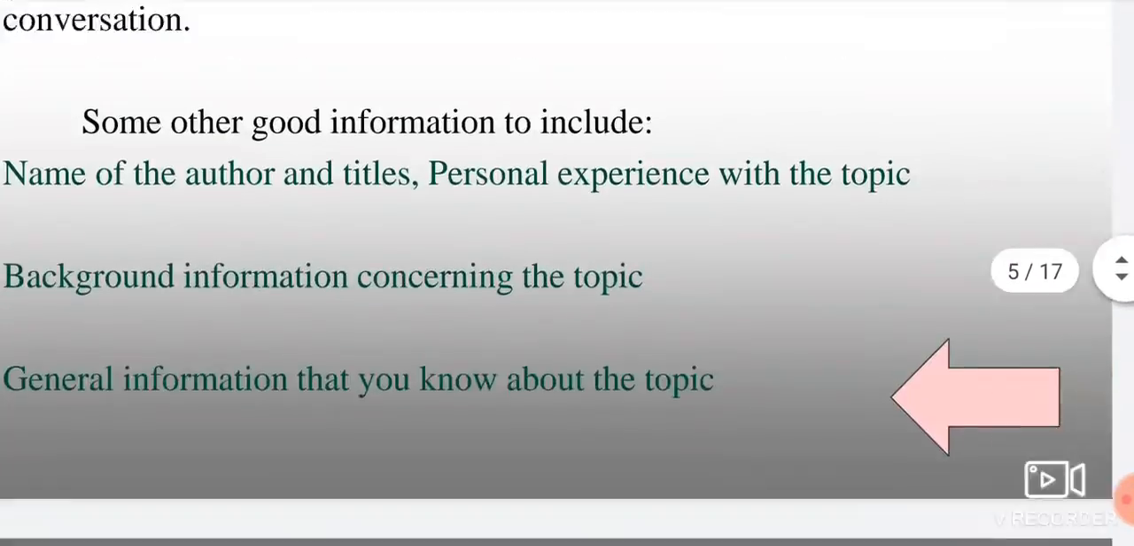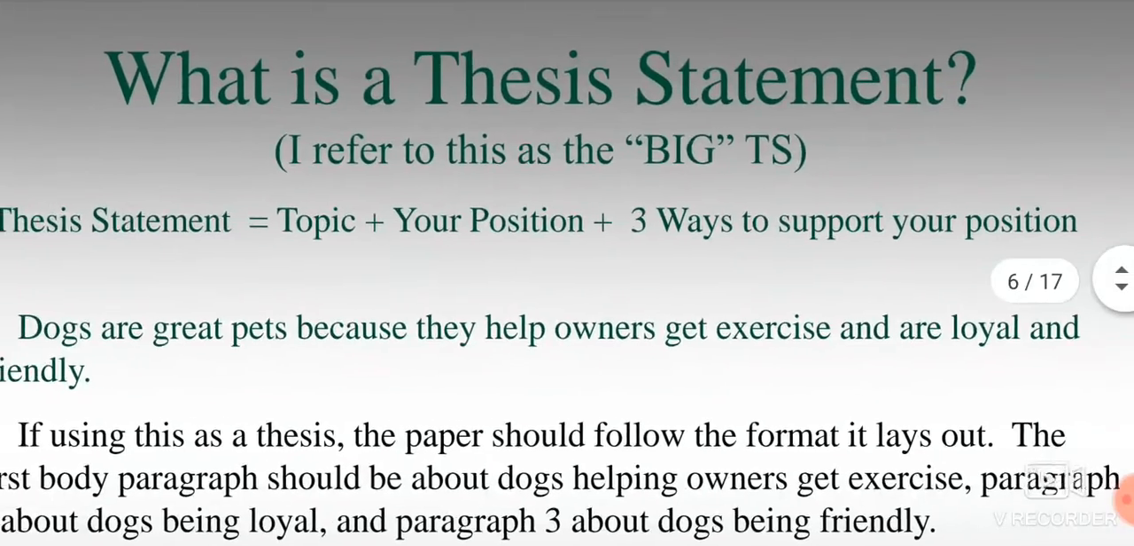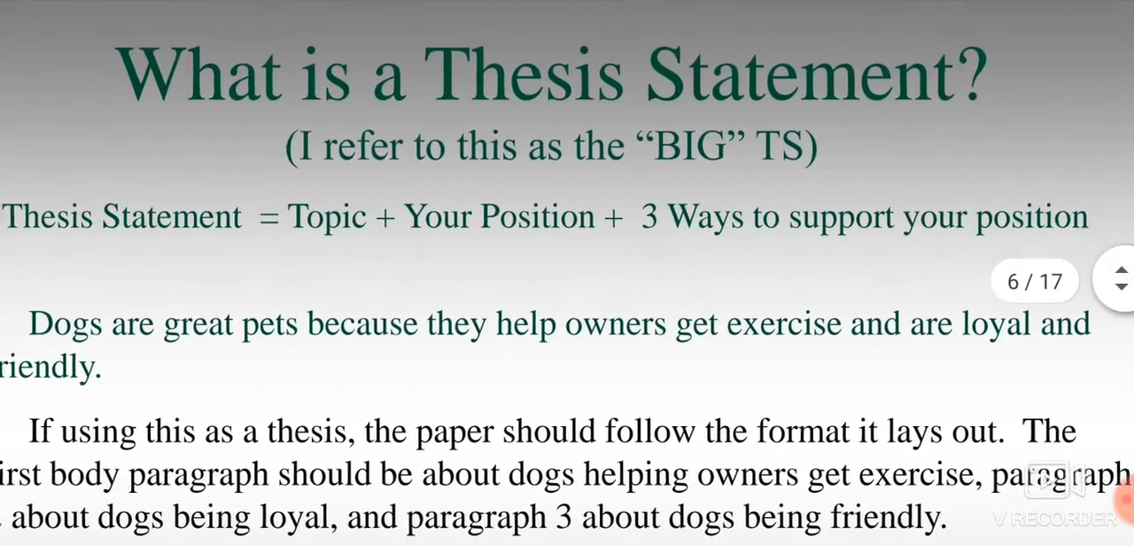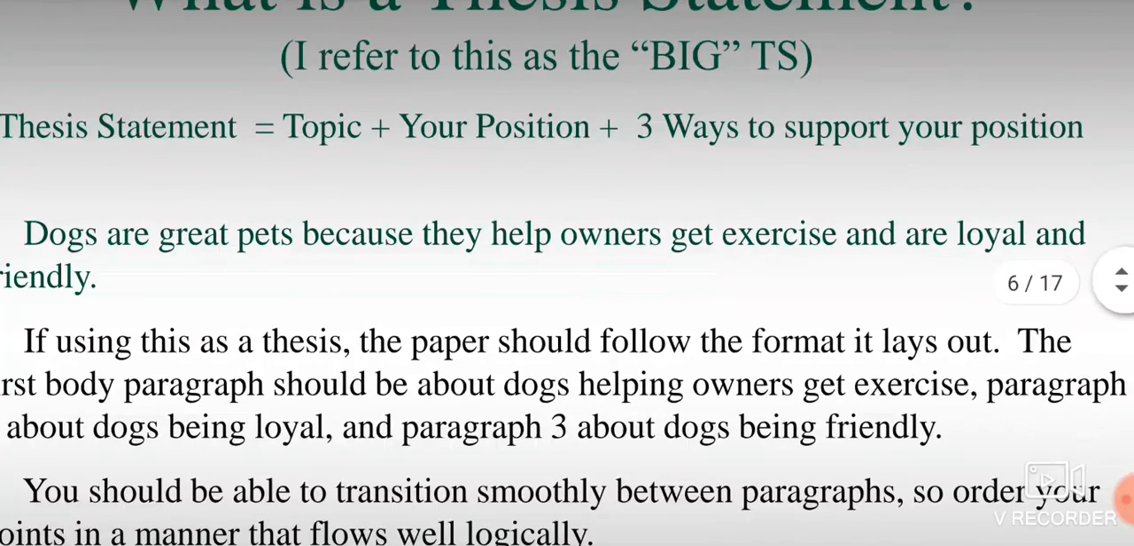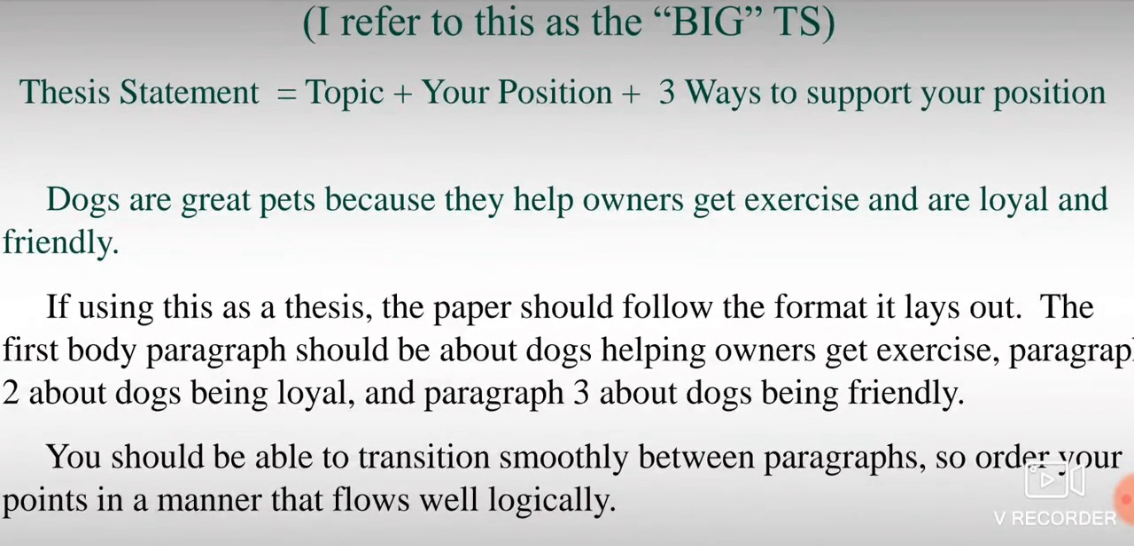So when you get into the thesis statement, I refer to this as the big TS. There's the formula again, and I even gave you an example of a good thesis statement. So our topic is dogs, and my position is that they are great pets, and then I need 3 ways to support my position. So dogs are great pets because they help owners get exercise, are loyal, and they are friendly. So those are my 3 ways I'm going to support my position.